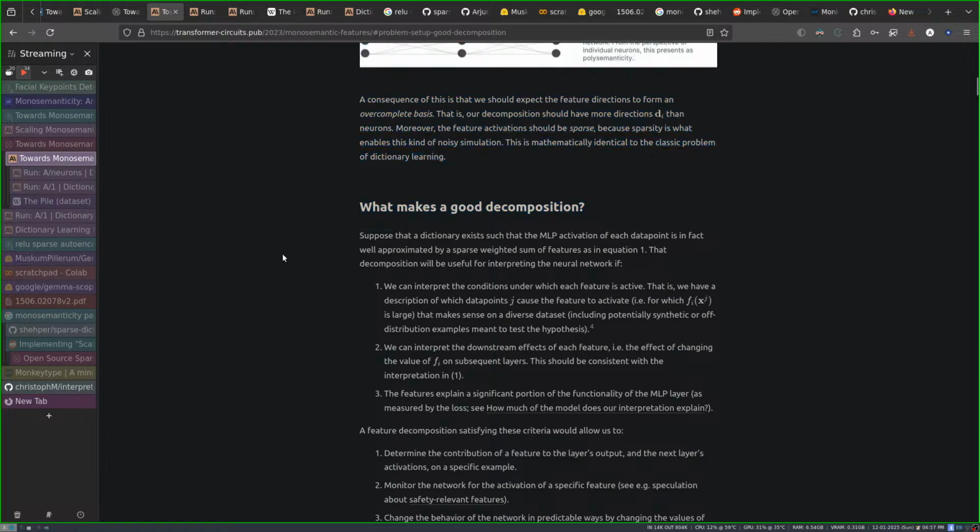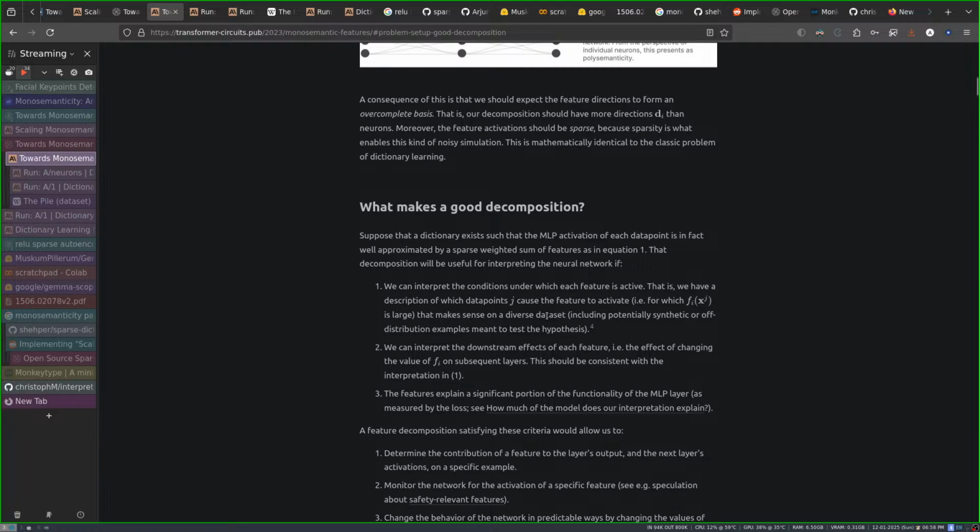What makes a good decomposition? Suppose that a dictionary exists such that the MLP activation of each data point is approximated by a sparse weighted sum. The decomposition will be useful for interpreting the neural network F. We can interpret conditions under which the feature is active. That is, we have a description of which data points cause a feature to activate.